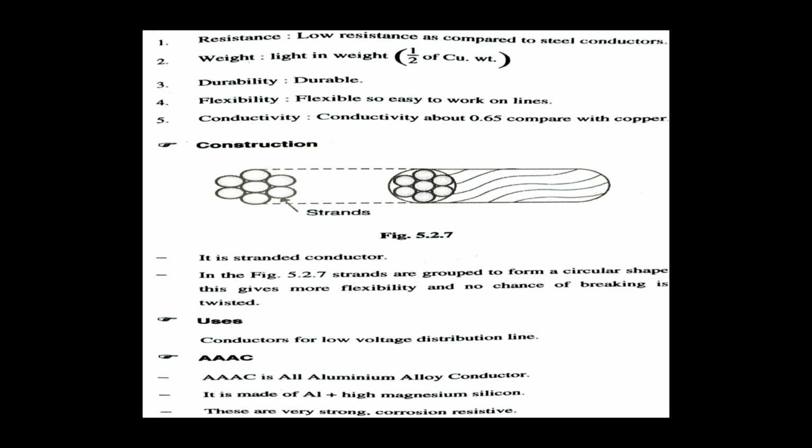Then next is the triple AC, meaning all aluminium alloy conductor. It is made of aluminium plus high magnesium silicon. These are very strong and corrosion resistive.